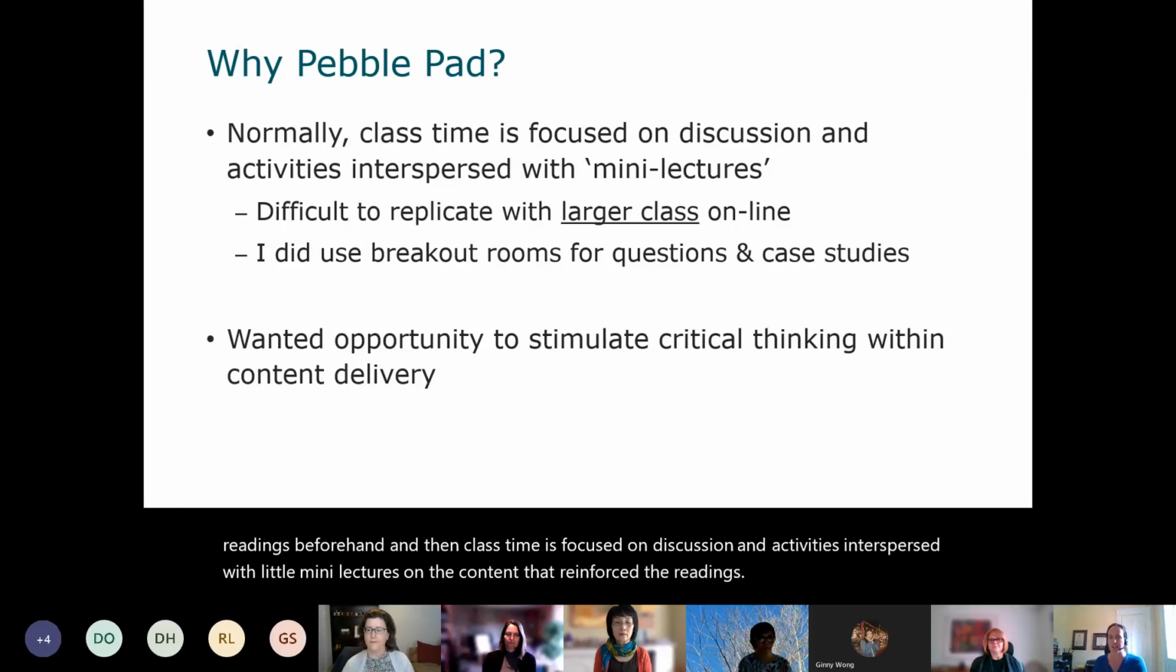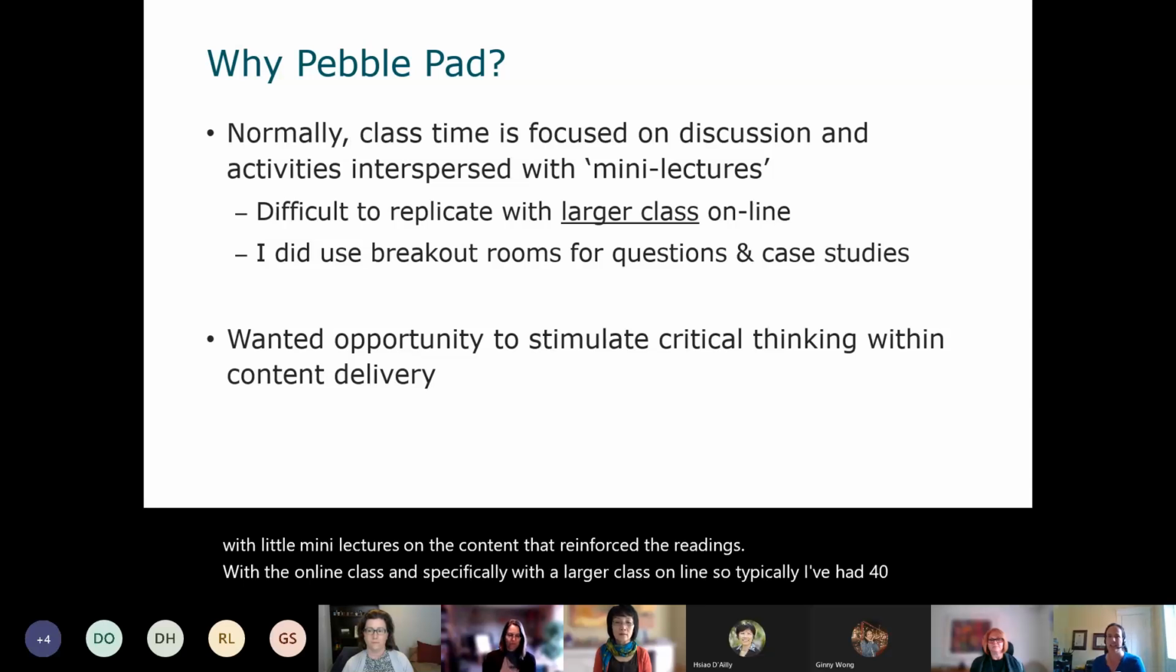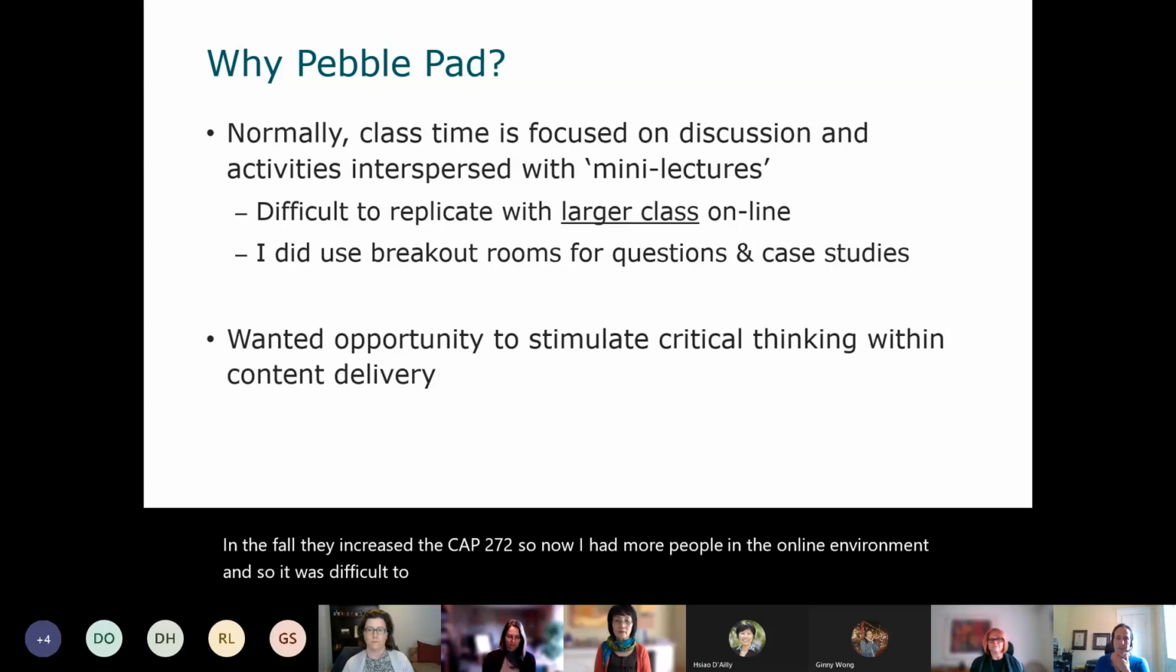With the online class, and specifically with a larger class online, typically I've had 48 students in this class. In the fall, they increased the cap to 72, so now I had more people in the online environment. And so it was difficult to replicate this engagement online, although I did use breakout rooms during the in-person sessions for questions and case studies.